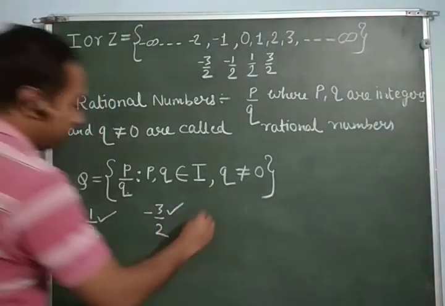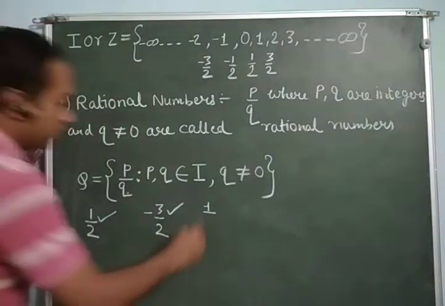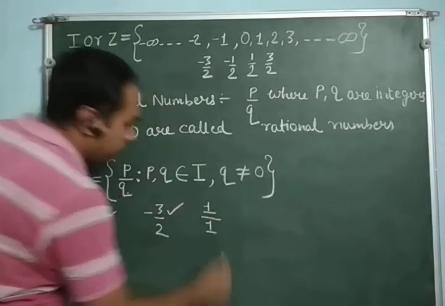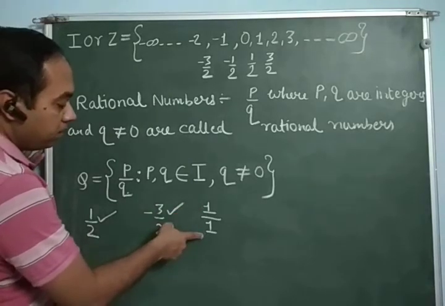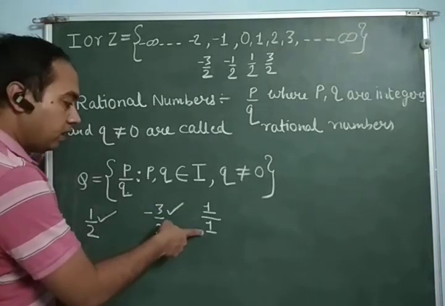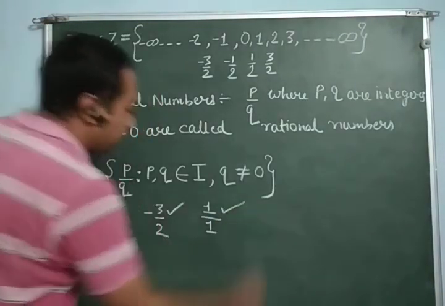In the same manner, is 1 a rational number? Yes. Why? Because this 1 can be written as 1 upon 1. And if I write this one in the form of 1 upon 1, both P and Q are integers and Q is again not equal to 0. So this is also a rational number.